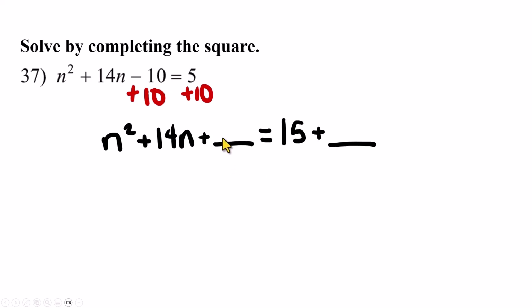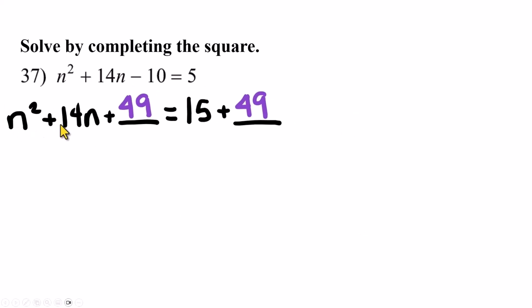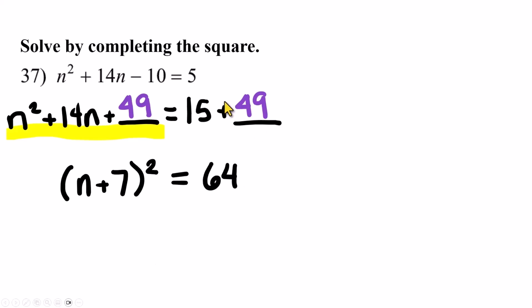Now, what do you add here? Remember, we're trying to complete the square. We want this to be something squared. So you take the middle number, divide it by 2, and that's 7, and then you square that. And that's the number you put here. And to keep the equation balanced, we have to put it on this side as well. Now that's what we have. Well, n squared plus 14n plus 49, this can be rewritten. It is n plus 7 squared. And that equals 15 plus 49, which is 64. And that's called completing the square.